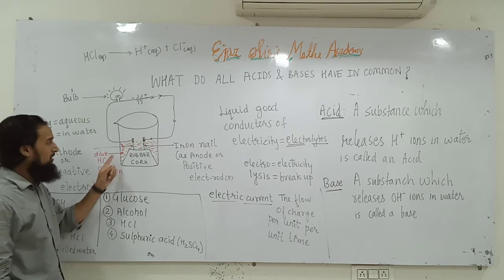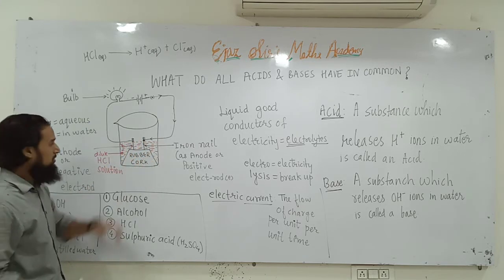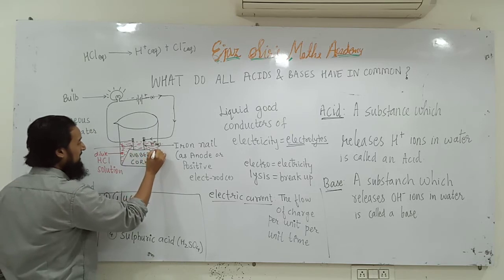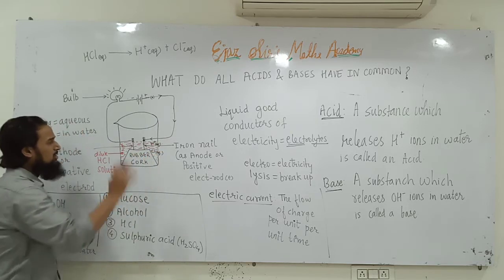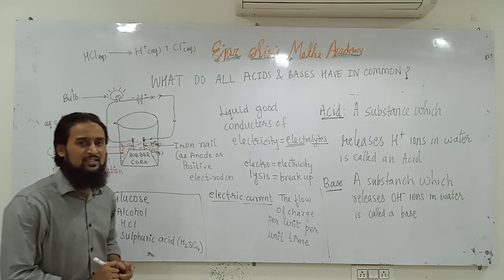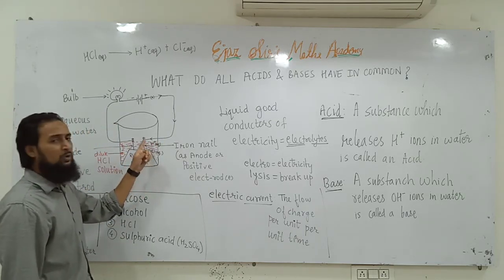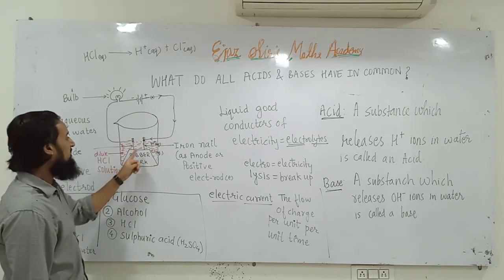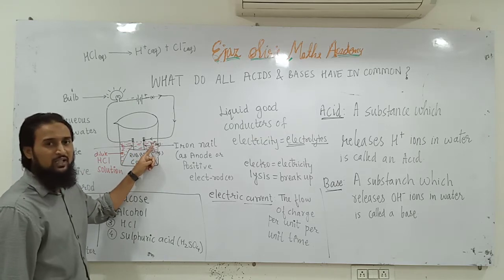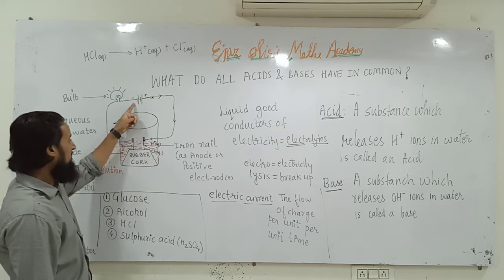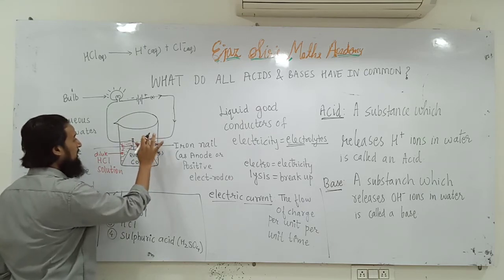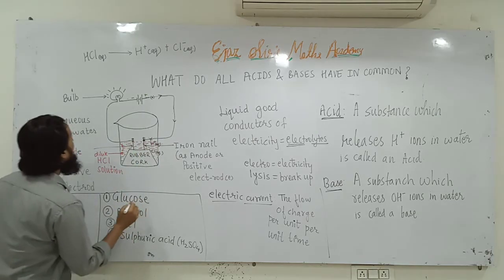Hydrochloric acid is an acid. It will release H positive ions in water. So here in this solution we will have H positive ions aqueous and Cl negative ions also. Since hydrochloric acid is a strong acid, it will release a large number of H positive ions and Cl negative ions in water. And when we pass electric current, H positive ion, since it is a positive ion, will move towards the negative terminal. This H positive ion will go towards this cathode.